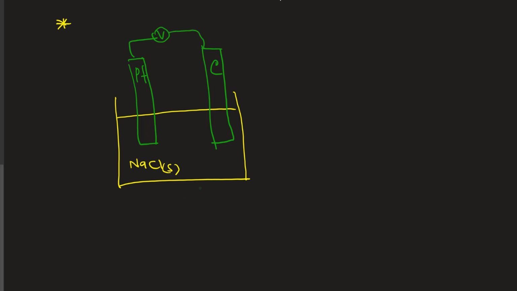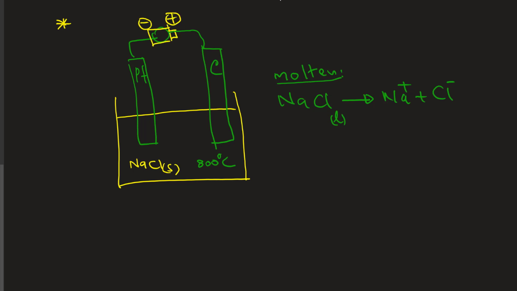We're going to look at a different situation now. Look at this one. If you have sodium chloride solid, it won't do anything, but you have to heat it up to 800 Celsius. When you heat it, it becomes sodium chloride liquid, the molten. The molten salt will have sodium plus and chloride ions moving around. So now we can put a battery or the DC source on the top, and we can see what happens.